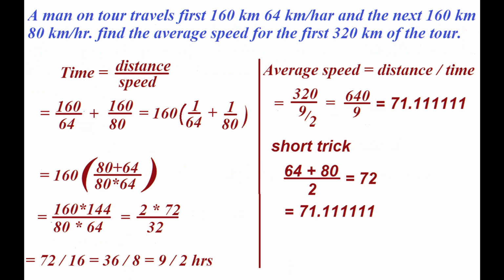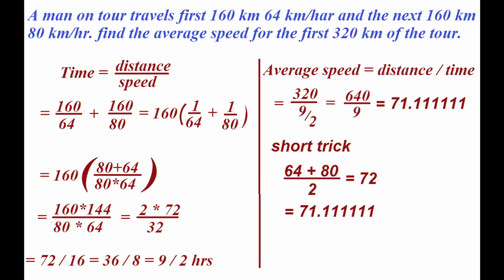A man on tour travels the first 160 km at 64 km per hour and the next 160 km at 80 km per hour. Find the average speed for the first 320 km of the tour. Time equals distance upon speed equals 160 upon 64 plus 160 upon 80 equals 160 into 1 by 64 plus 1 by 80.